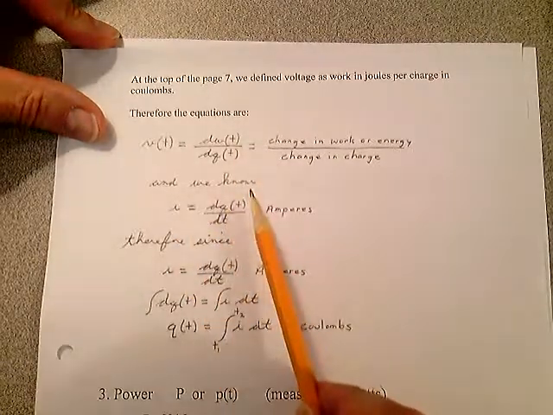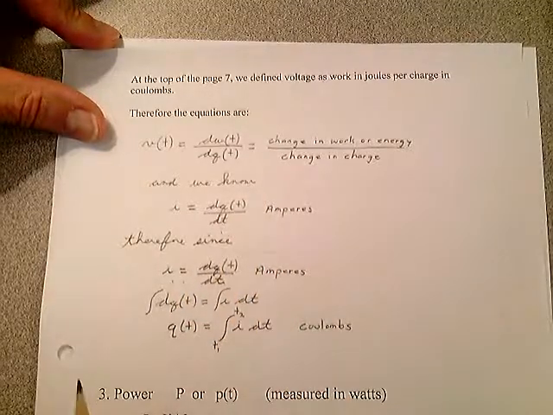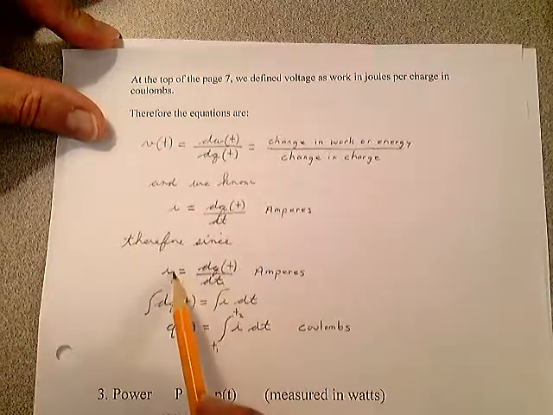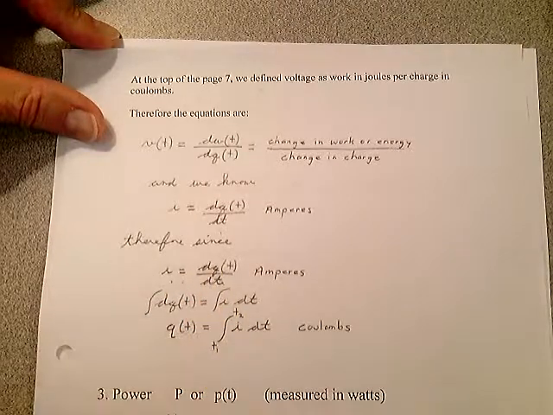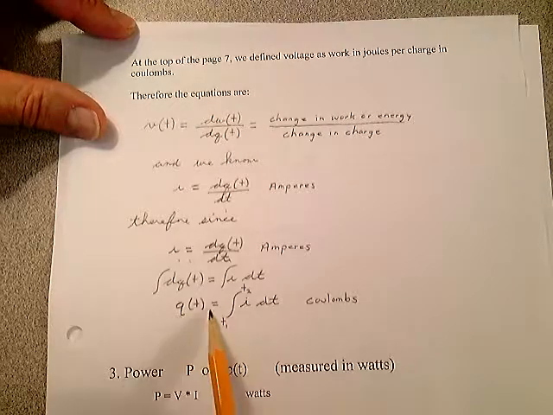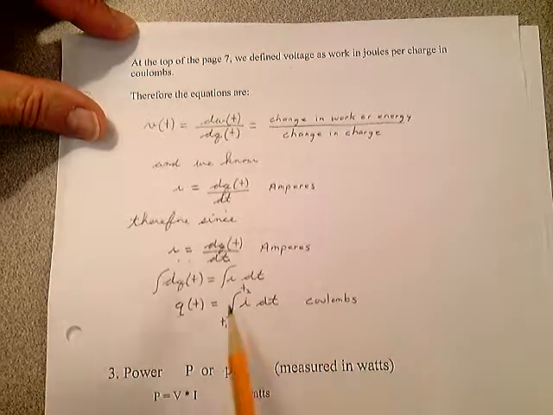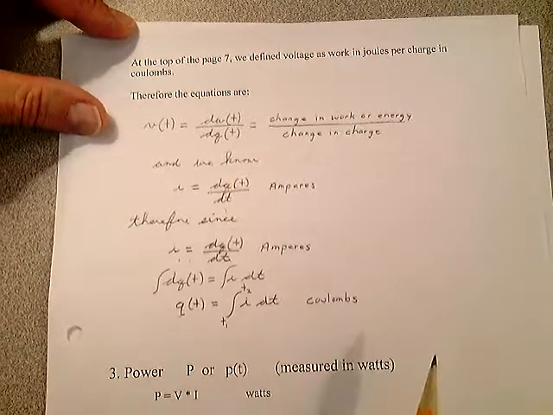Therefore, since we know that the current is equal to dq dt, we can bring dt up to this side, integrate both sides, and you can see that charge is equal to the integral between these limits of the current dt in coulombs. We discussed that before.